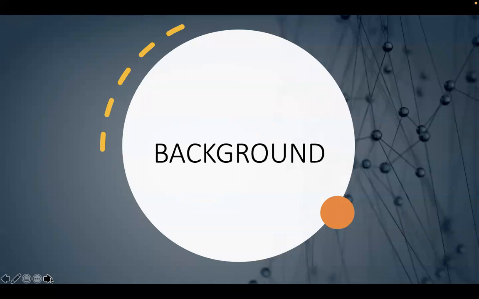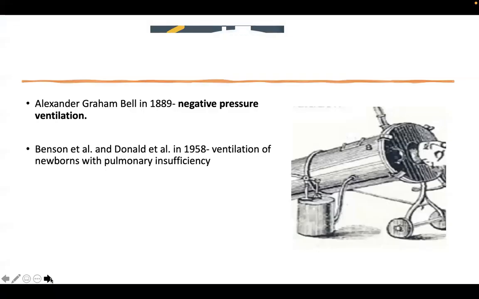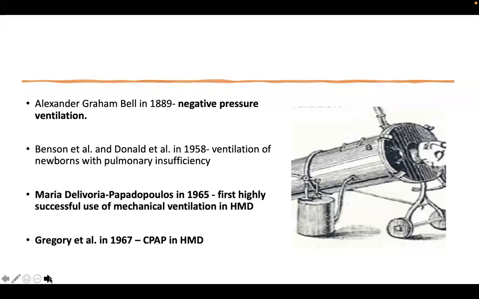Okay. Coming to the background, it was Alexander Graham Bell in 1889 when the first negative pressure ventilation was used. Then Benson et al. and Donald et al. in 1958 used ventilation of newborns with pulmonary insufficiency. In 1965, Maria Delivoria made highly successful use of mechanical ventilation in babies with hyaline membrane disease. And in 1967, Gregory et al. first successfully used CPAP in hyaline membrane disease.